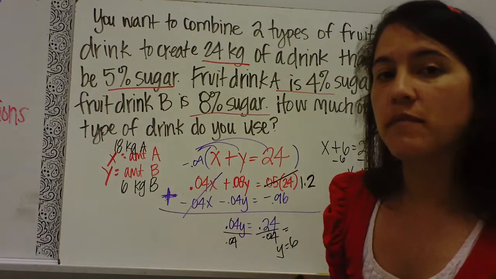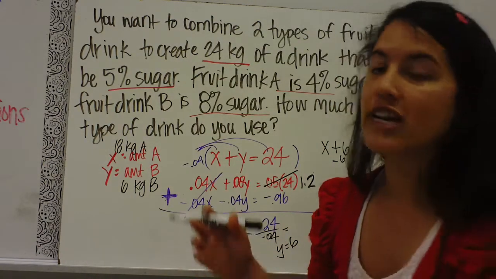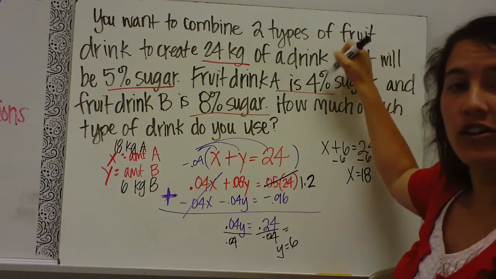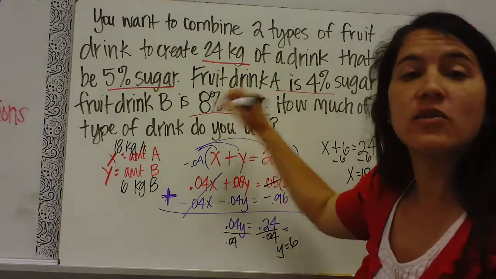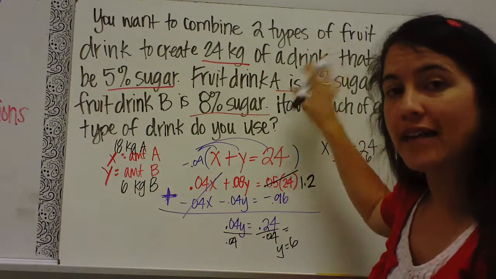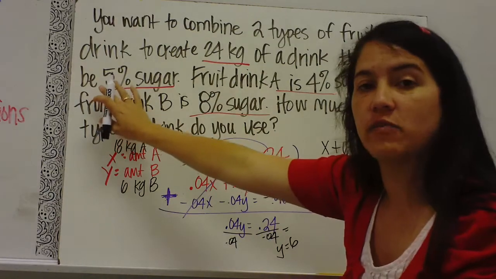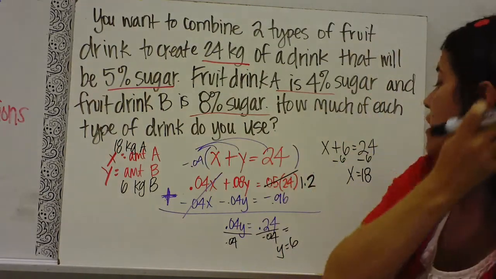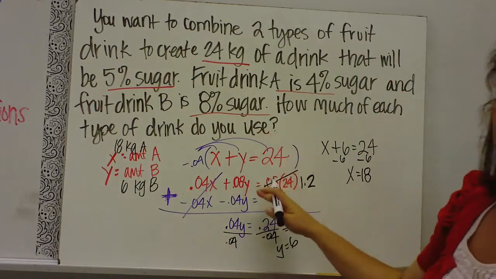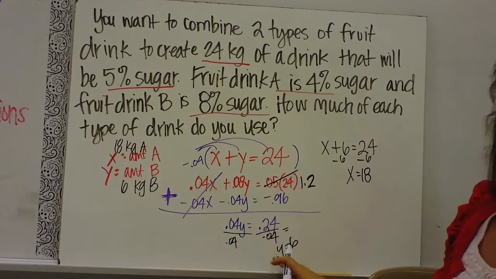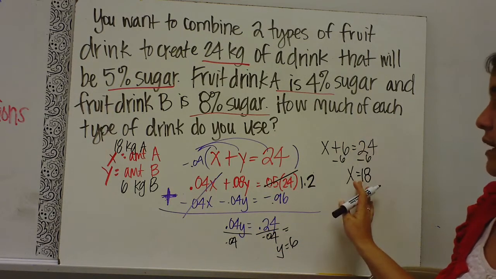That probably should make sense to us because drink A has less sugar than drink B. So we want to use more of this lower sugar drink to stay at a 5% sugar mixture. So I set up my two equations and I solved. I got y, and then I substituted back in to get x.